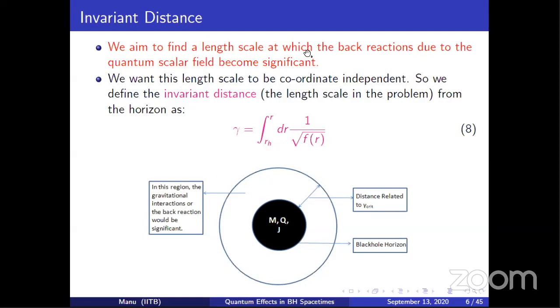So I said that we aim to calculate a length scale, or this width. We want this to be coordinate independent. So we define the invariant distance, just like the proper length, which is the integral of dr by root f of r. Just to note, this is from the horizon, the integral runs from R_H, the horizon radius, to any definite point r. So gamma will be something that we'll try to calculate: at what gamma the back reaction becomes strong.